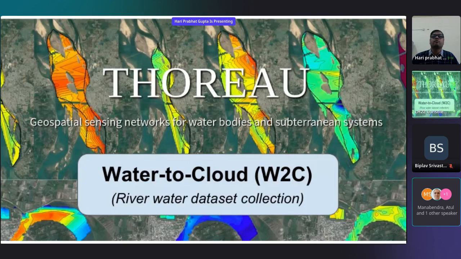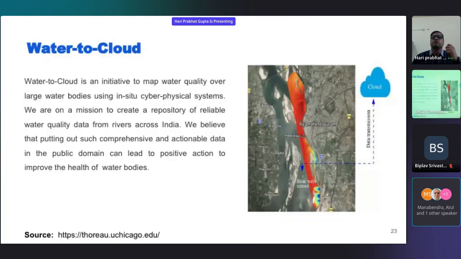So, this is the title of a project, Water to Cloud, where the objective is to build systems, the sensor networks for water bodies, for collection of the data, and to process it and display it. This project is to map water quality over large bodies using a cyber physical system. That's where we are using the word water to cloud: collect the water data and put it on the cloud with the help of the cyber physical system.